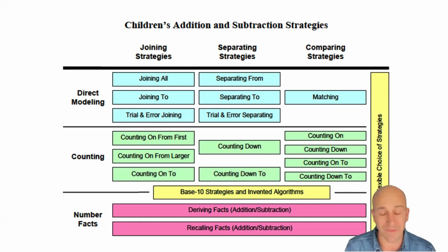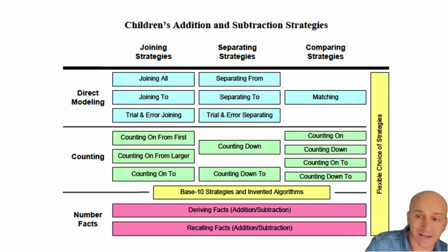Now, a derived fact is students using relational thinking to be able to almost use heuristics to know something that's related to a fact that they know. So, for example, if a student knows that 7 plus 3 is 10, they know that 7 plus 4 is 11 because 4 is one more than 3. Therefore, 7 plus 4 must be one more than 10, right? So the total is 11. That's a derived fact, right?